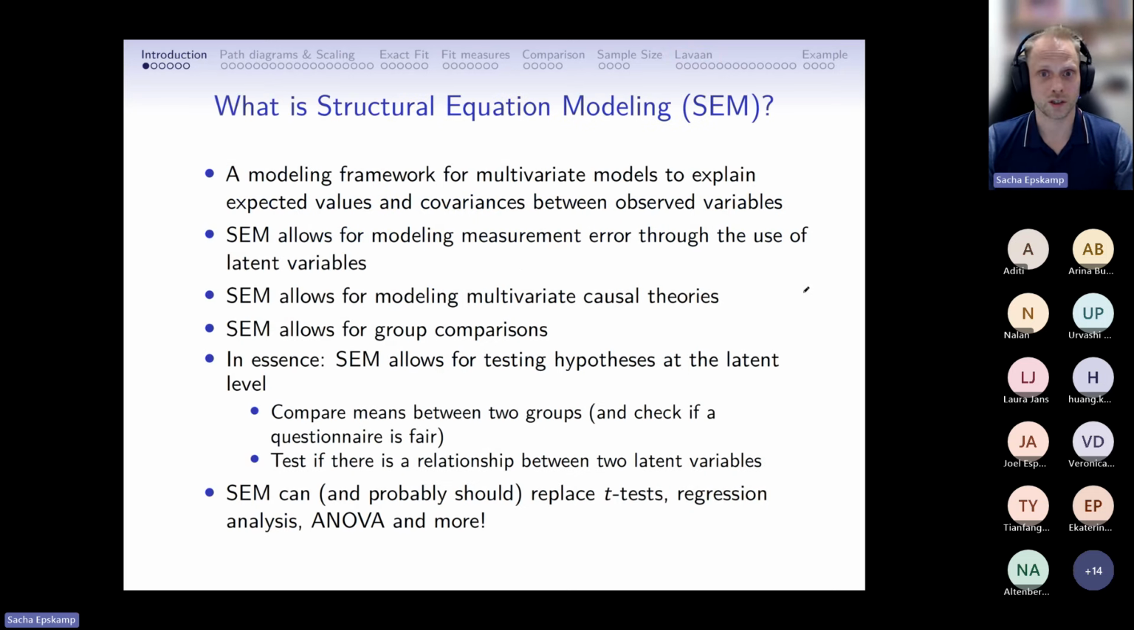Okay, so what is structural equation modeling, or SEM, as we abbreviate it? Structural equation modeling is a modeling framework that is very, very generic, and it allows us to do a lot of interesting models and answer a lot of interesting questions. In essence, it's a modeling framework for multivariate models that aims to explain how variables correlate or covary with each other. So the data always looks like a set of observed variables.